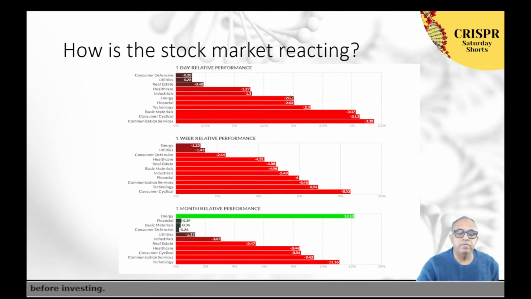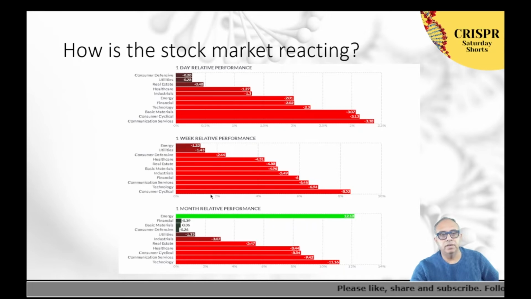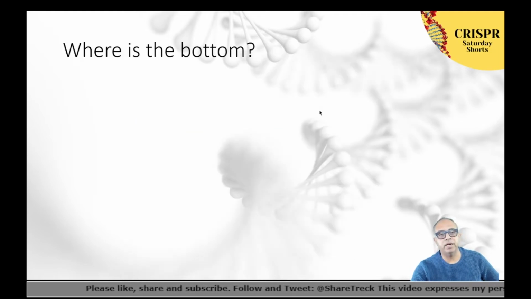So typically when we have this kind of increasing interest rate regime, you would find financials and banking doing much better, energy doing better, and defensive stock, consumer defensive stock doing better. So that is how the chart will look as we go for longer periods of time, and that's where we are. That's how the stock market is reacting.